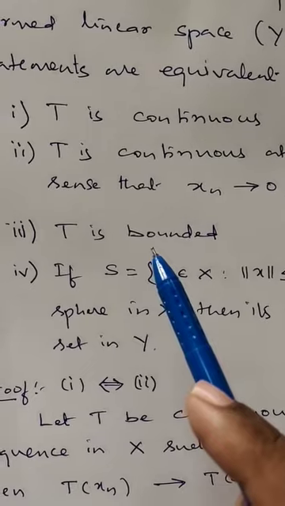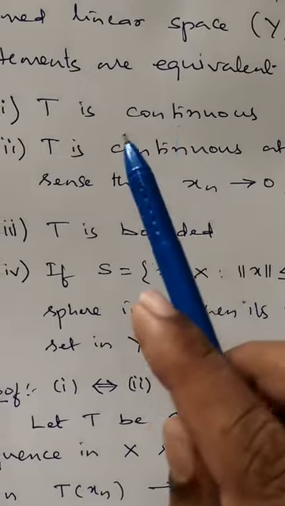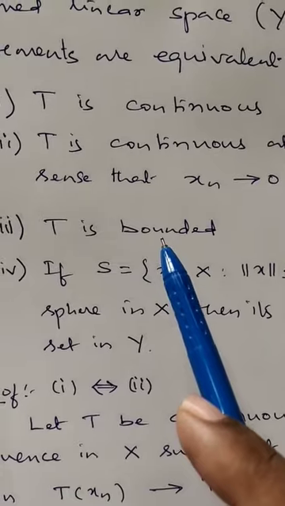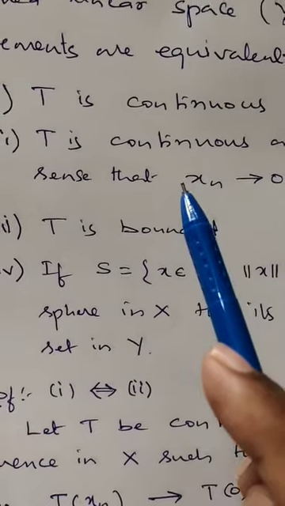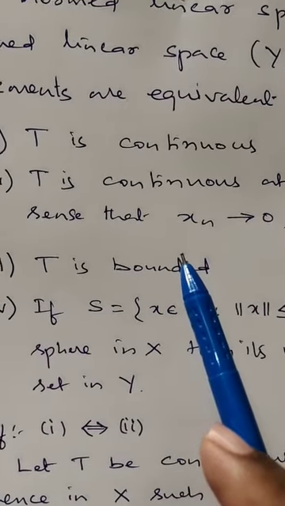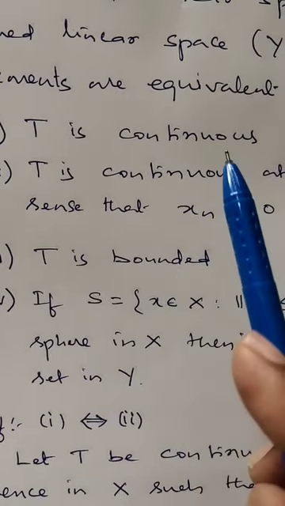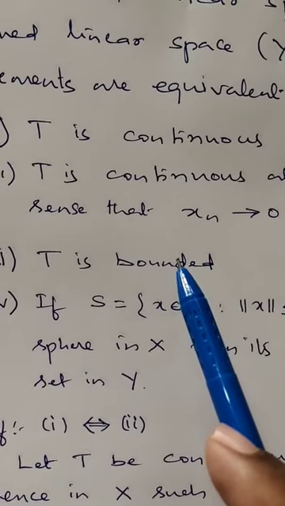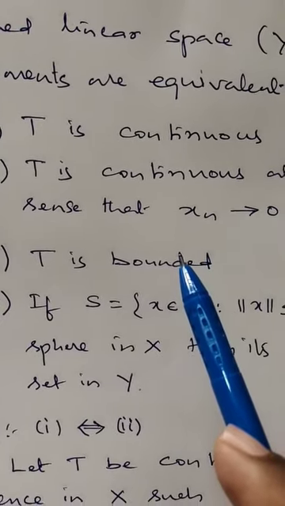So in the coming theorems, whenever we require to prove that some transformation is continuous, it is enough to show that T is bounded. Showing boundedness is a little bit simpler task compared to continuity. So on a normed linear space, boundedness and continuity are equivalent. This means that if the transformation is continuous, it is bounded, and if the transformation is bounded, it is continuous. This is a very important note of this class. Thank you.